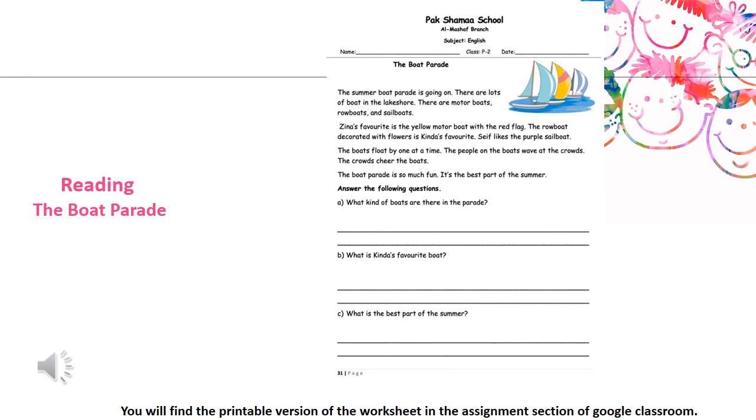Dear students, the last worksheet of today's lesson is a reading comprehension, a reading about the boat parade. You have to read this reading comprehension and then you have to answer the following questions. Now read and answer the questions.